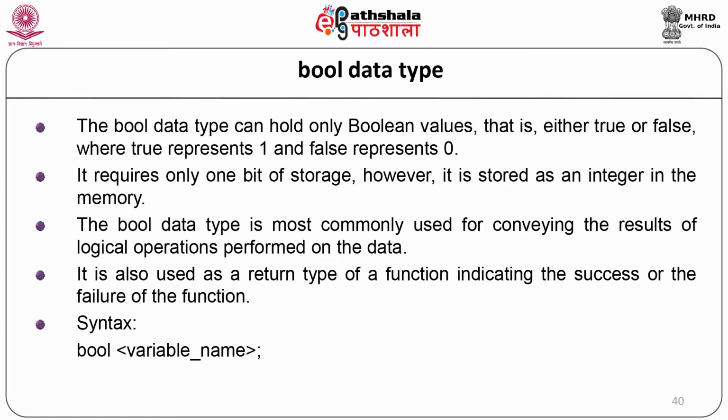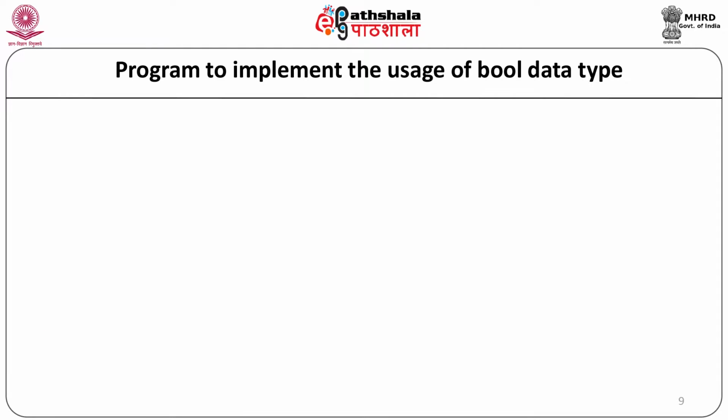Syntax: bool variable name semicolon. Example: bool flag equal to 1. Now let us see a program to implement the usage of the bool data type. #include <iostream>, using namespace std. We will start with the main program.